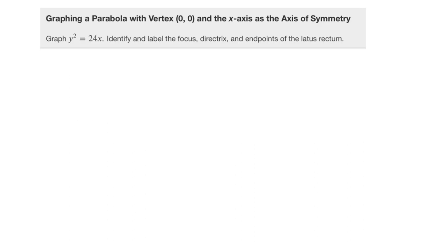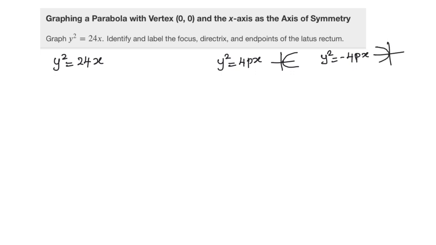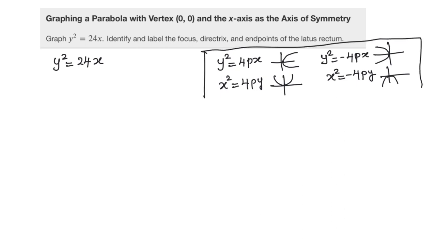Let's do an example with vertex at 0, 0 and x-axis as the axis of symmetry. So the equation is y square equal 24x. If the equation starts with y square equal 4px, it will be a parabola opening to the right. If it is y square equal negative 4px, then it will be a parabola opening to the left. If the equation starts with x square, then it will be a parabola opening upward. If it is x square equal negative 4py, then it will be a parabola opening downwards. So this is what I know already.